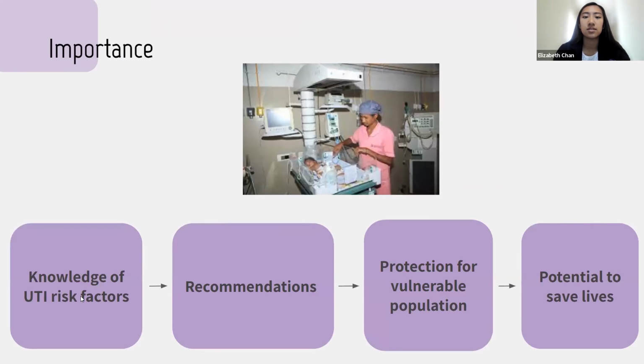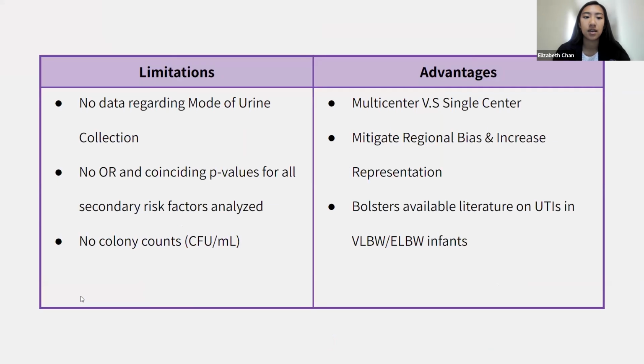Through this research, we gained knowledge on the correlation between certain factors and risk of contracting a UTI, and this allowed us to make recommendations to benefit the health and well-being of patients in NICUs. Despite our significant findings, our study also had some limitations since we didn't recover data on the mode of urine collection, and we didn't have the odds ratio for some of the secondary risk factors. However, analyzing data in infants from over 300 NICUs provided an advantage, as most neonatal studies are often single-centered, and this allowed us to mitigate regional bias and increase representation in our study population.